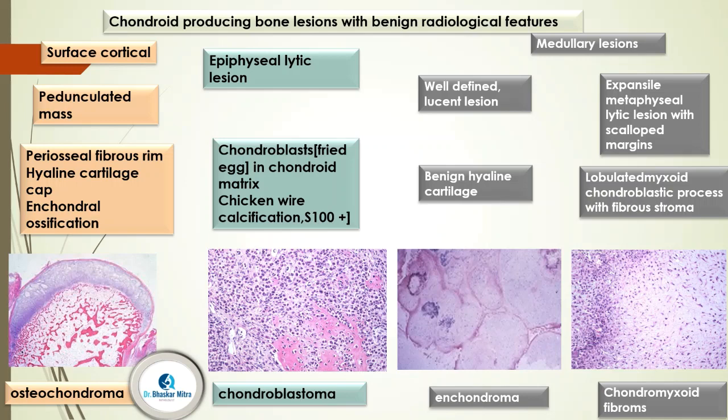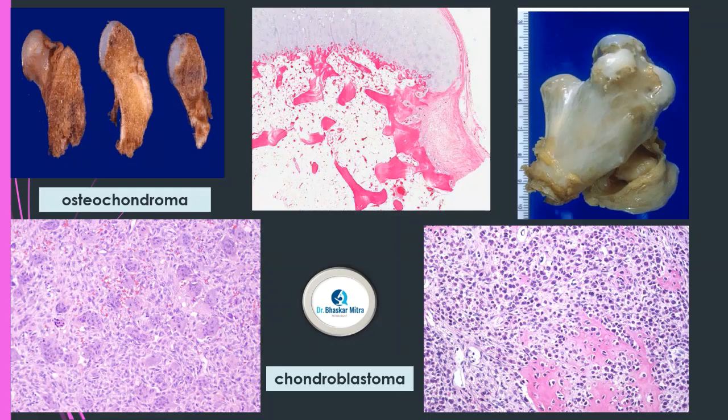This is enchondroma, and there may be more cellularity in the cartilaginous counterpart with more cellular atypia and mitotic figures. Still, fibrous stroma is very less. Here the fibrous stroma is present. There is a cartilaginous element along with the fibrous stroma. This is a case of chondromyxoid fibroma.